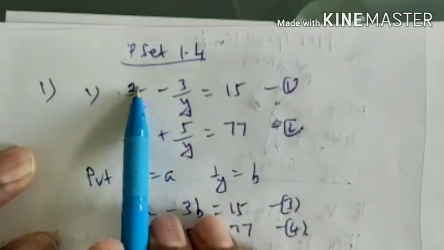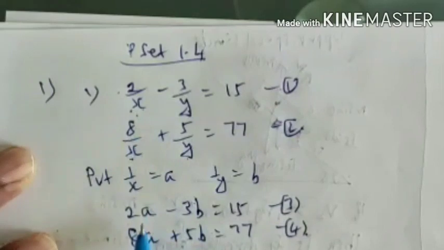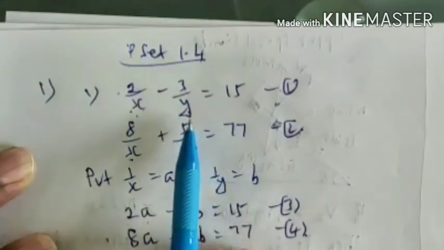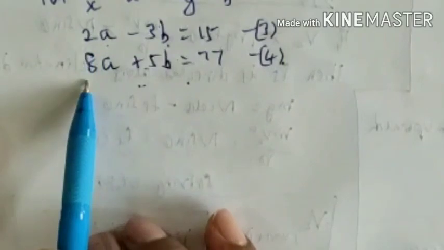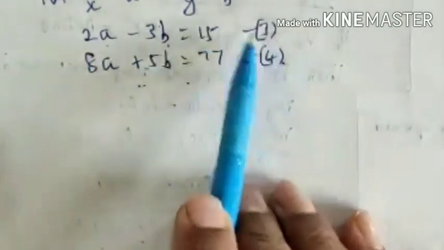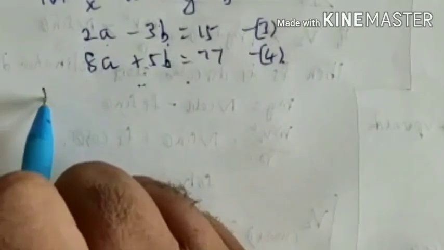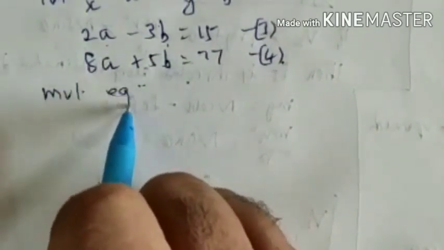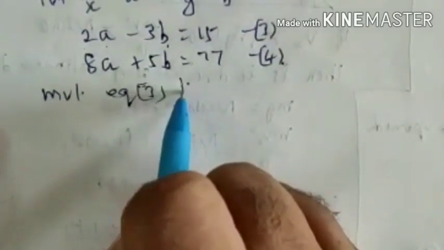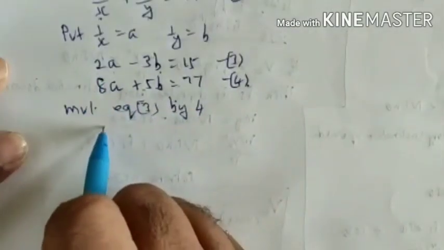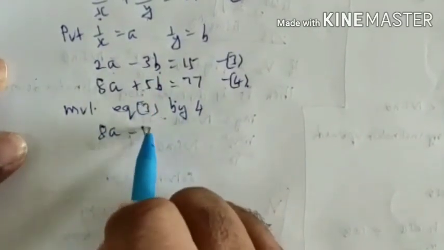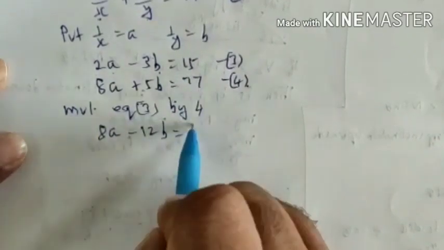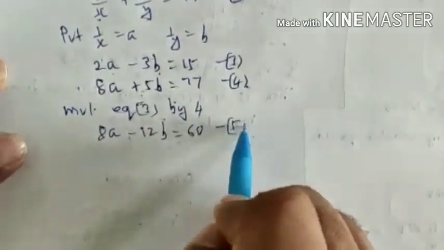So what we have done here: we kept this 2 as it is, and instead of 1 upon x we have written a; 3 as it is, instead of 1 upon y we have written b. Same thing in this second equation also we have done. Now see here we are having 2a, here 8a. Now we shall multiply equation 3 by 4. What we get? 8a, 4 into 3 minus 12b, 4 into 15, 60. We got equation number 5.